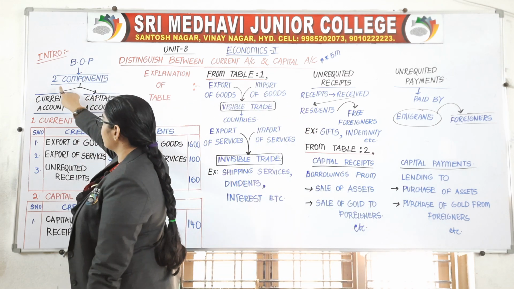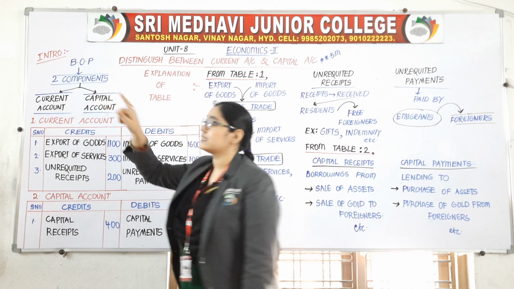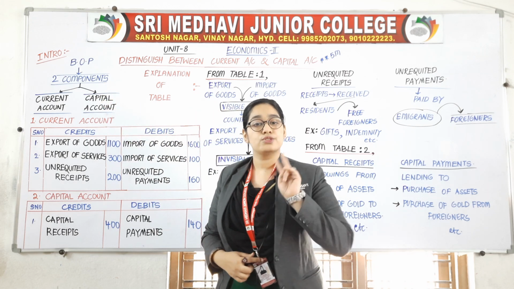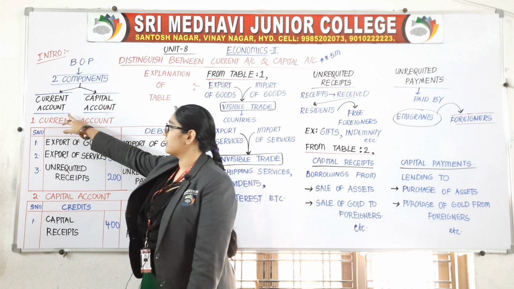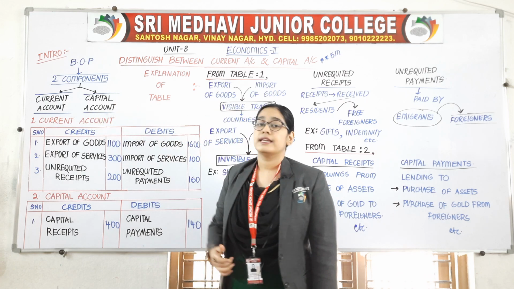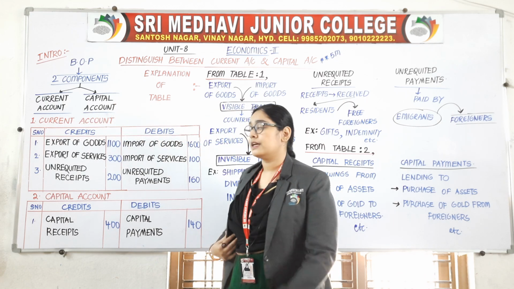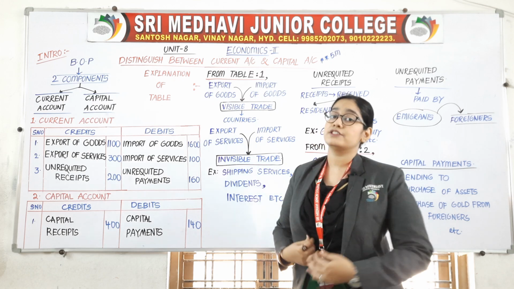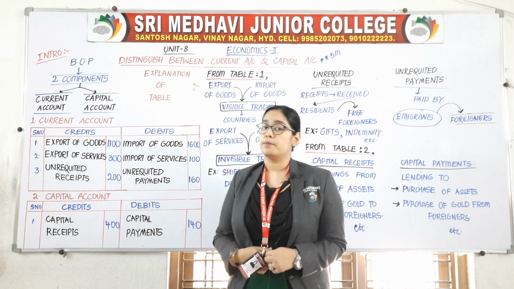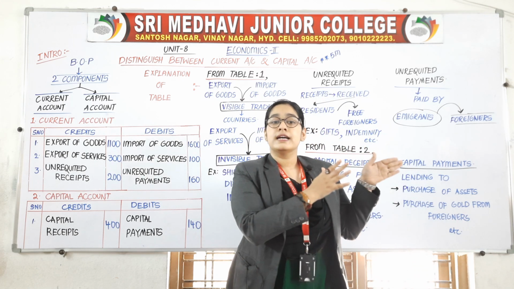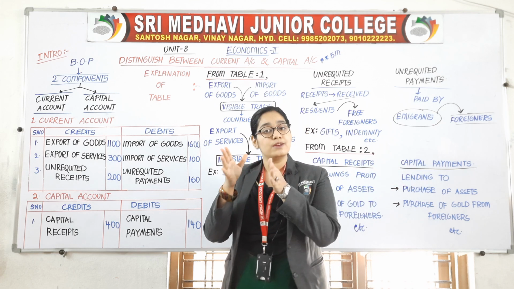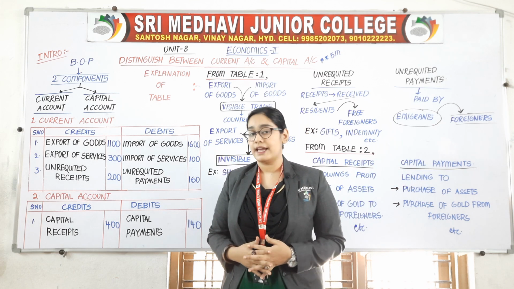Balance of payment consists of two components. How many components? Two components. That is current account and capital account. How many components is the balance of payment divided into? Two components. First one is current account, second one is capital account.